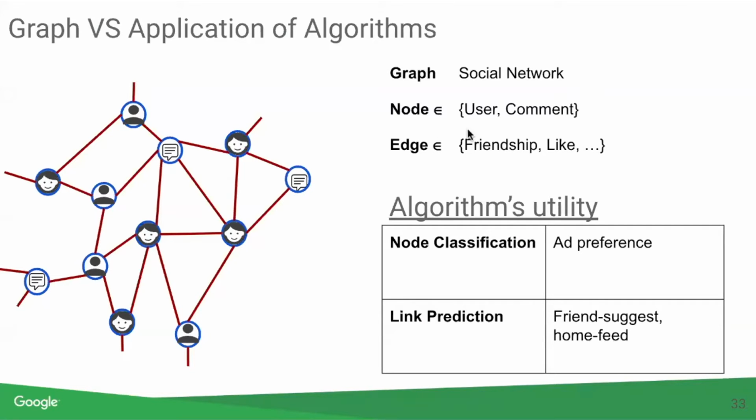Your nodes here could be a user or a comment, and the edge could be a friendship or a like. If you do node classification, then you are predicting perhaps the advertisement preferences for the users. And if you're doing link prediction, you could be predicting friend suggestions, which people should be friends, or you could be predicting some things that should show on the home feed. Which comments should I show to the users?